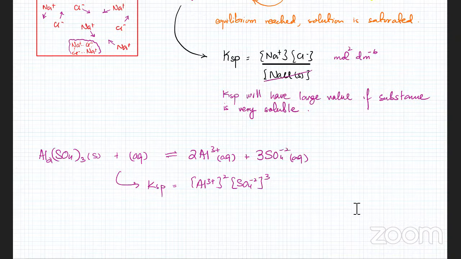Okay? So this is your KSP expression, and the unit for this is going to be concentration squared into concentration cubed. So it becomes mol^5 dm^-15. If I take concentration as x, then x squared times x cubed is x to the power 5. So it's concentration to the power 5, that is, dm to the power minus 15.